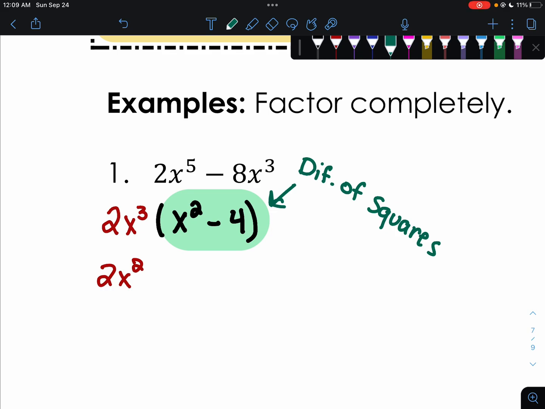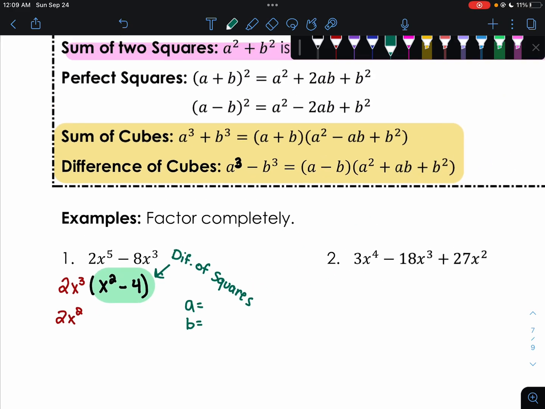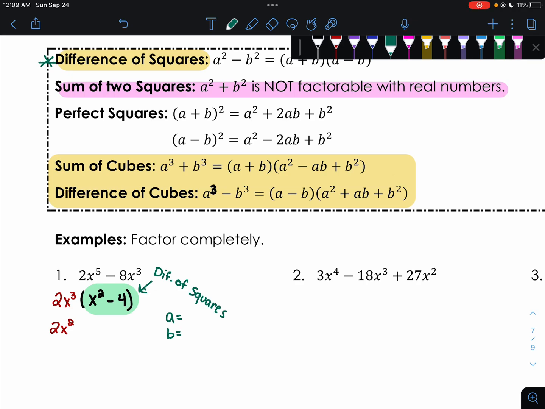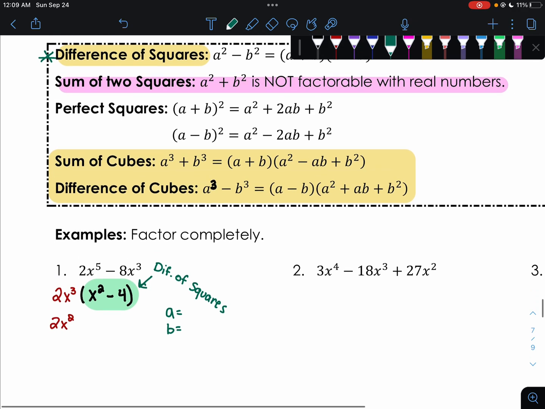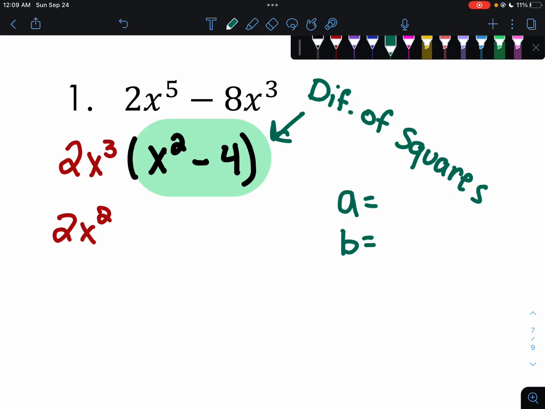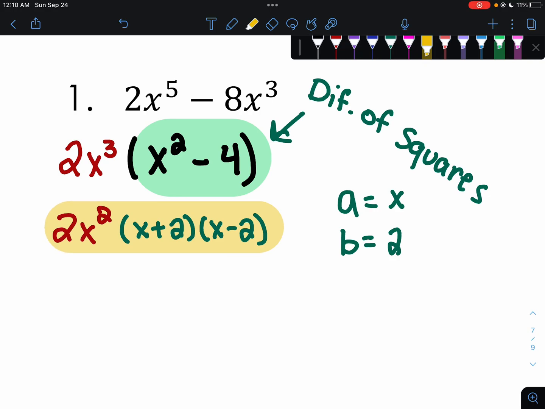Some of us like to identify the A and the B, so we can plug it into the formula that's right here up above. So once we know A and B, we can plug it into A plus B and then A minus B. To get A, we're going to take the square root of x squared. So what can we multiply by itself to get x squared? That would be x and x. The square root of 4, what can we multiply to get 4? That would be 2 times 2. There's my A, there's my B. Now we plug it into the formula. So we get x plus 2 times x minus 2. And now we have it completely factored, and this would be our final answer.